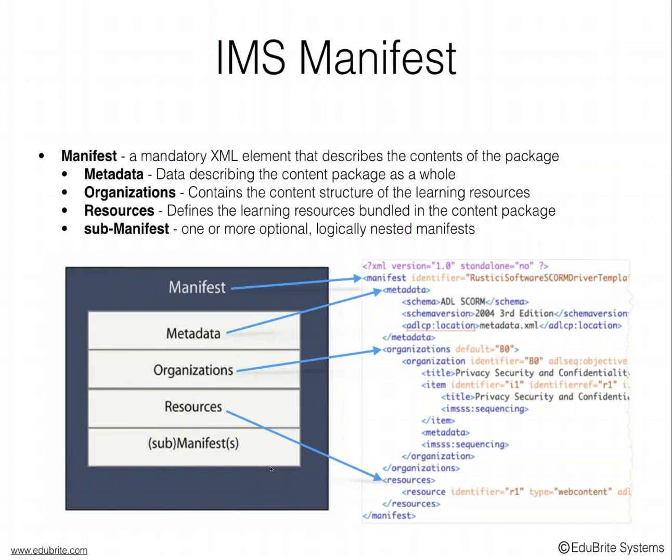So content developers can create instructional objects that could be recombined with other instructional objects to create different courses. And they would want to describe each instructional object in its own manifest and then aggregate those manifests into the higher level manifest. So that's very useful for the purposes of reusable learning objects and multi-SCO courses.